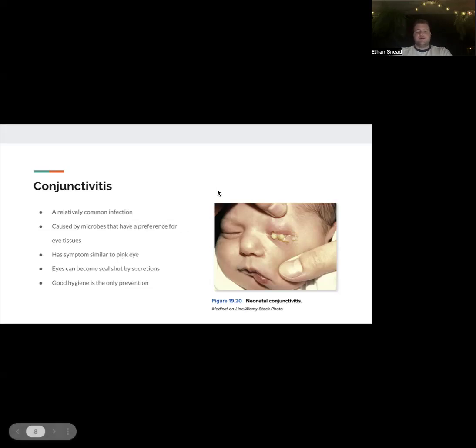Now, right here to the right, this is from figure 19.20 in our book, and this is a picture of neonatal conjunctivitis. As you can tell, it occurred in an infant, and it looks like it has sealed its eye shut from the secretions, and the doctor or the parent is trying to pull their eye apart so they can open their eye. It can be extremely uncomfortable to infants and so forth.